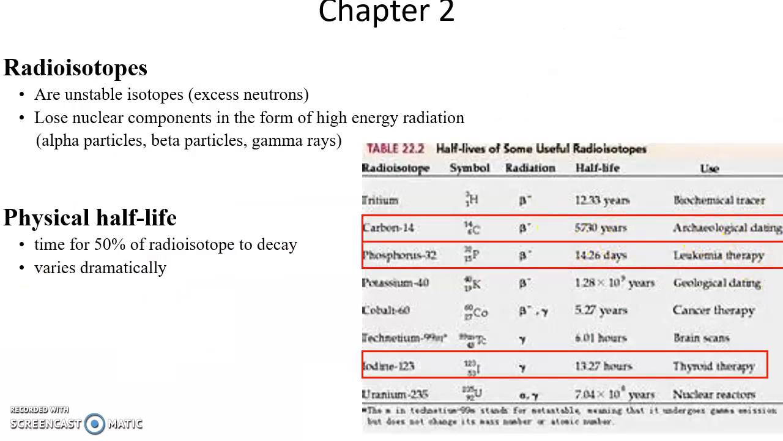The half-life for radioisotopes varies from one to another. The half-life is how long it takes for half of that radioisotope to decay. So for instance, we have carbon-14. It takes 5,730 years. Phosphorus 34 takes 14.26 days and can be used in leukemia therapy. Iodine 123 takes 13.27 hours, often used in thyroid therapy. So we use these radioisotopes for various studies and medical treatments.